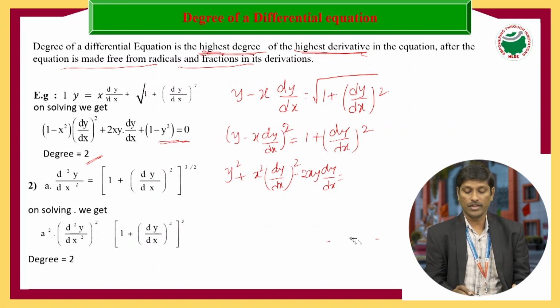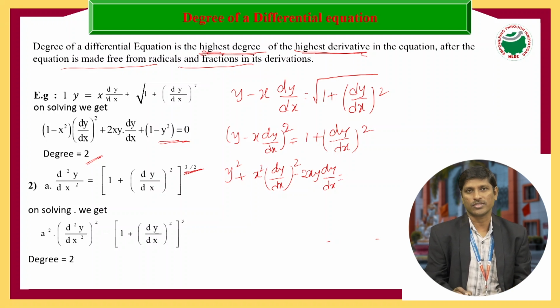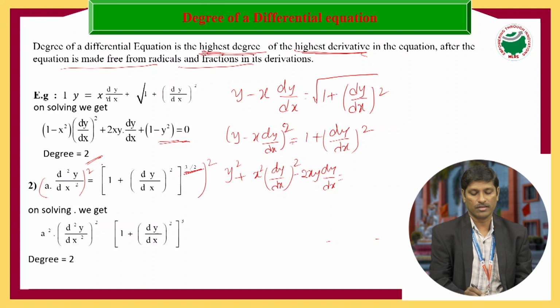Here we have a fraction. What is the fraction here? It is 3 by 2. So first we need to simplify this one. For simplification, you just need to do squaring on both sides. If you apply squaring on both sides, here this is a square, and here also we'll get it as a square.